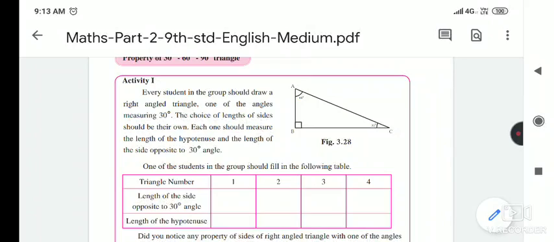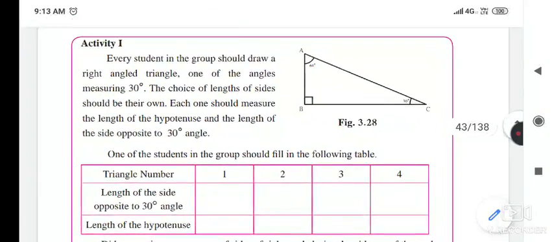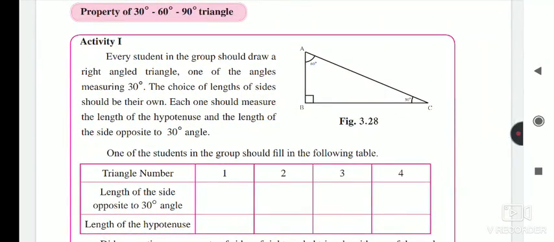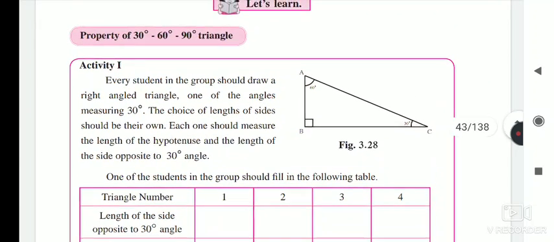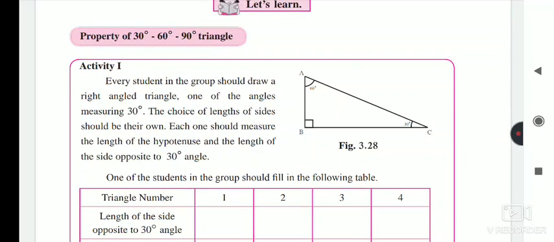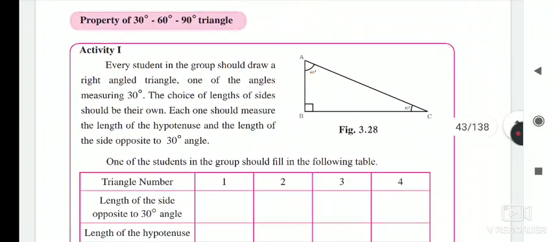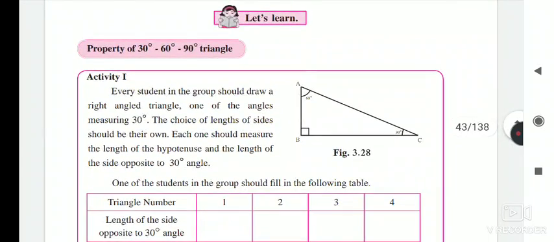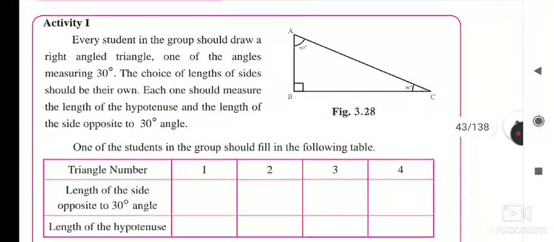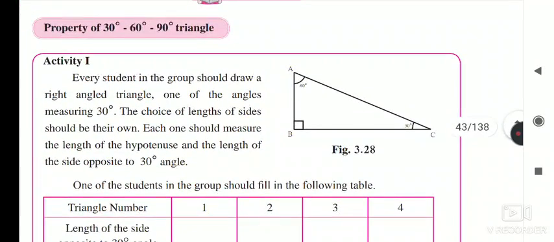Today we will see the 30-60-90 and 45-45-90 triangle theorems. As yesterday I sent you one video in which your concept was cleared, but we will see how it is given in our textbook. So here, we will start with the activity.